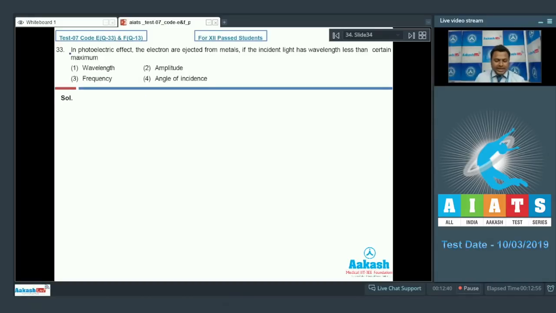Here is question number 33. In photoelectric effect, the electrons are ejected from metals if the incident light has wavelength less than certain maximum. What? Now, we know very well in photoelectric effect, the energy of incident light must be greater or equal to the work function, the minimum energy required to eject the electrons from the metal surface. Now, this E is energy of incident light, which is given as hc by lambda, where lambda is the wavelength of incident light, must be greater than phi, which is hc by lambda naught, where lambda naught is threshold wavelength.